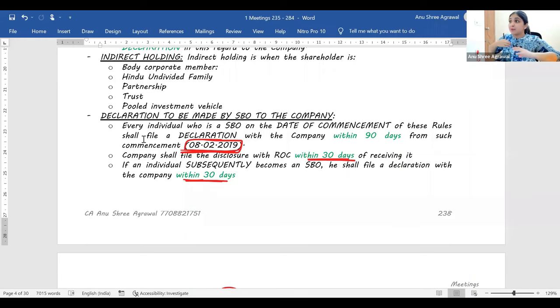Now, what is indirectly? Indirectly means I am not directly having shares there. I am having a majority stake in an entity, and that entity is having 10% shares in the company, 10% voting rights in the company, 10% dividend in the company. Indirectly means through an entity.